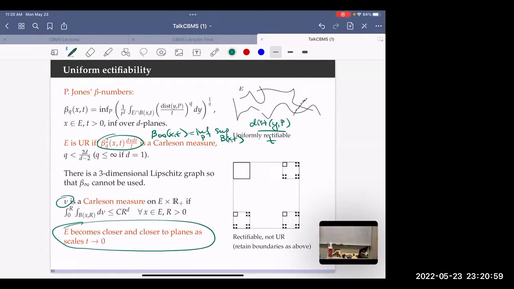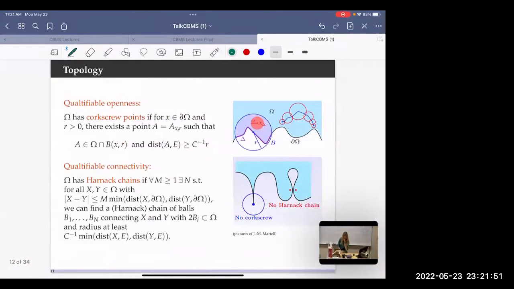So with every scale, there is a plane approximating your set. The plane changes, but the approximation becomes a tiny bit better in the sense that integrated against dt over t, you still get convergence. It doesn't have to be t to the power alpha. But this is the overwhelming theme: the solutions, the coefficients, the geometry, everything has to be a tiny bit better as you go down in scales, towards the boundary of the set, in the sense that integrated against dt over t, you have control. That's what a Carlson measure basically is, uniformly at all scales. So this is one of the characterizations of uniform rectifiability through the Peter Jones beta numbers, but again, the concept will be coming back over and over again.